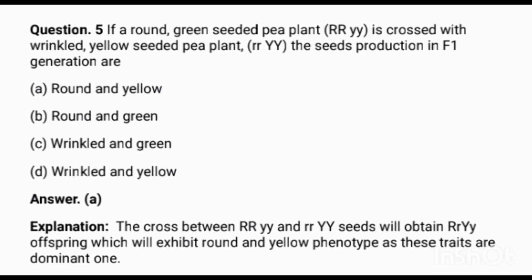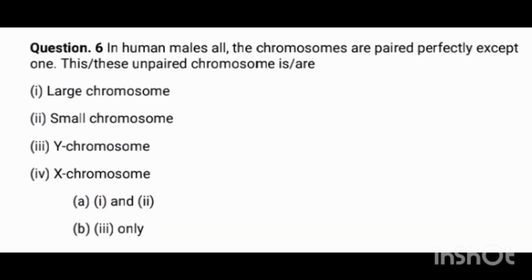Question 5. If a round, green-seeded pea plant, RRyy, is crossed with wrinkled, yellow-seeded pea plant, rrYY, the seeds produced in F1 generation are. Answer. A. Round and yellow. Explanation. The cross between RRyy and rrYY seeds will obtain RrYy offspring which will exhibit round and yellow phenotype as these traits are dominant ones.